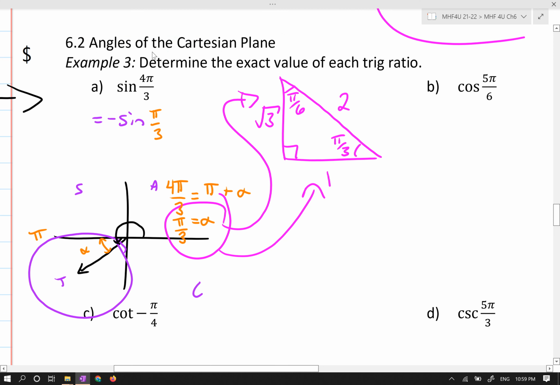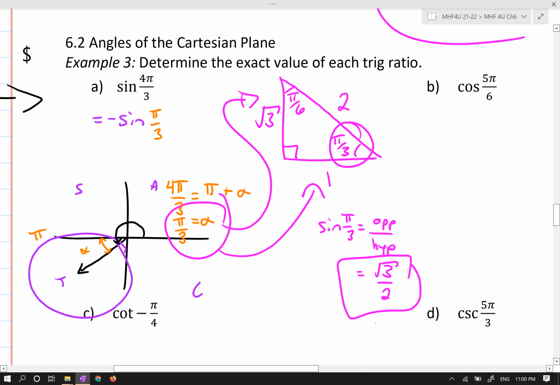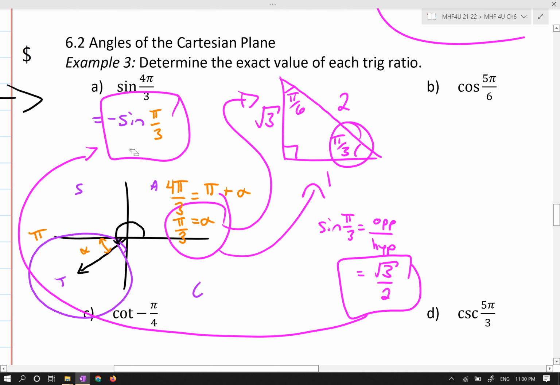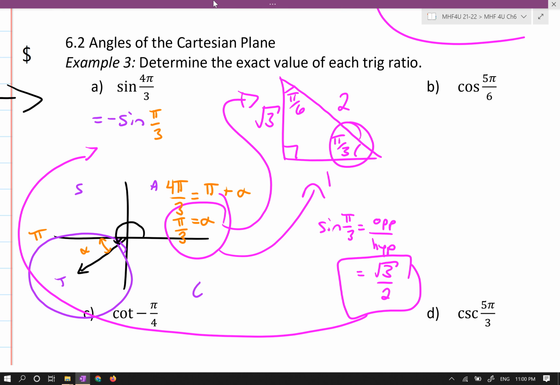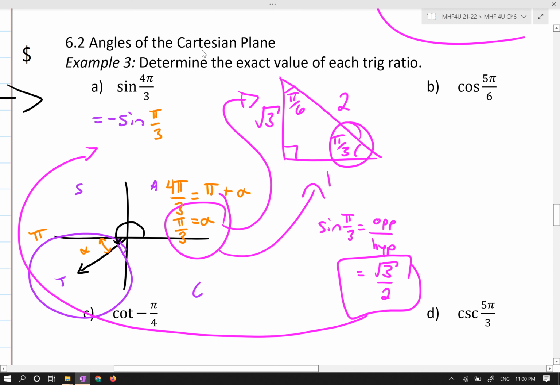Now we can interpret this. I'm looking for the sine of pi over 3. Let's try that out here. The sine of pi over 3 is equal to my opposite side over my hypotenuse. Pi over 3 opposite to that is the square root of 3. My hypotenuse is 2. Good. So then I substitute this in way up here. So the sine of 4 pi over 3 is equal to negative the sine of pi over 3, and that is equal to negative the square root of 3 over 2.